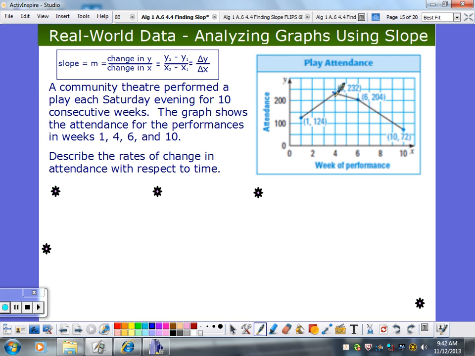Now, what happened between week 4 and 6? Well, we don't know why yet, but we know that the attendance was down. And then what happened between week 6 and 10? Yeah, it went down, but what else can you say? This went down, this went down. Who went down worse? It's a steeper line. So the attendance went down faster during this third period than it did here.